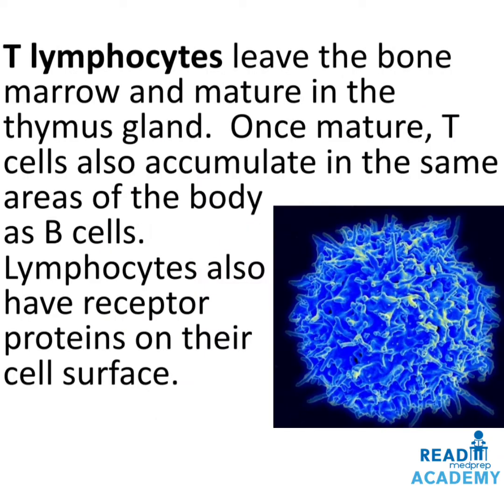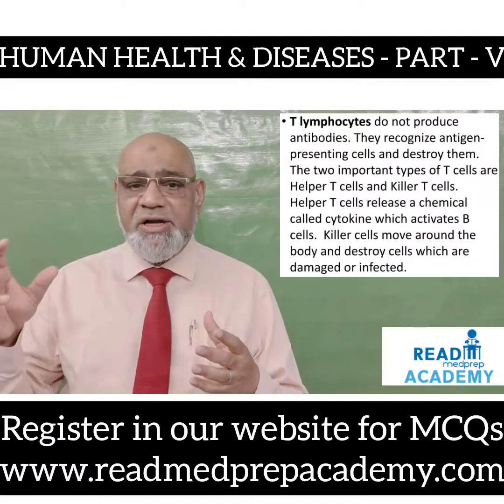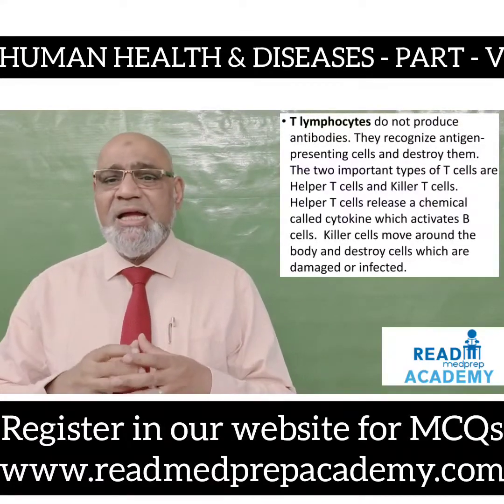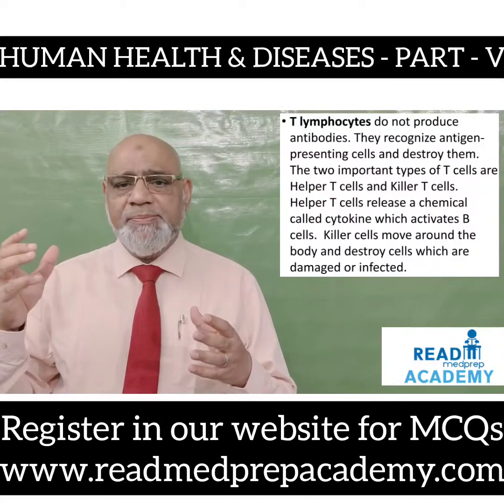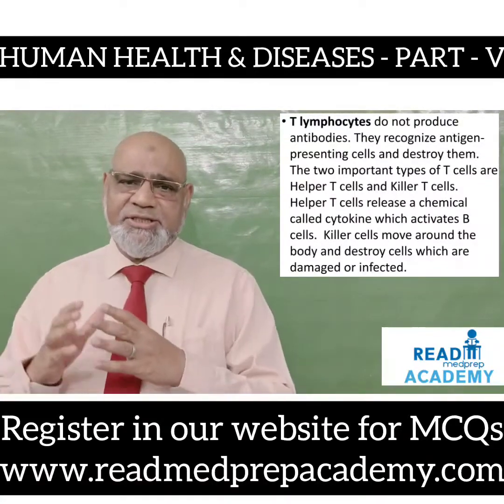T lymphocytes, they leave the bone marrow and mature in the thymus gland. Once mature, T cells also accumulate in the same areas of the body as B cells. Lymphocytes also have receptor proteins on their cell surface. T lymphocytes do not produce antibodies. They recognize the antigen presenting cells and destroy them. The two important types of T cells are helper T cells and killer T cells.